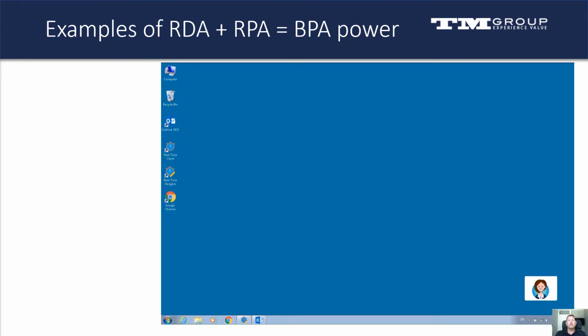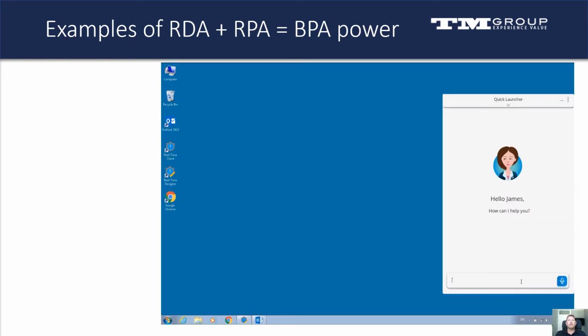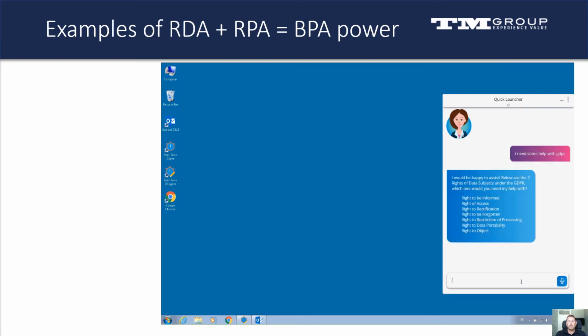This is an agent having a GDPR question, who doesn't know the process or the skill set to do it. So he takes the opportunity to ask the assistant, the RDA, in this matter. So I have a problem with GDPR, help me. Okay, what exactly do you want help with? Get an interaction with the assistant.